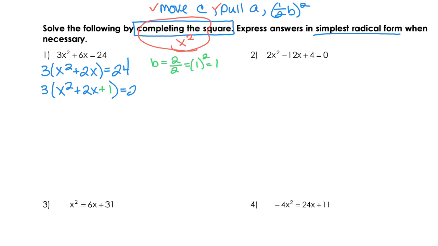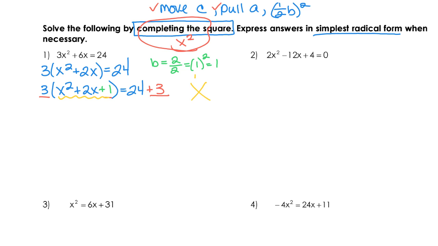But we have to remember to add the same thing to the other side. If you take a look, we actually added 3 to this side, since 3 times 1 is 3. So we have to make sure that we add the 3 to our other side. All right, so what we created here is a perfect square trinomial, and we're going to factor it.